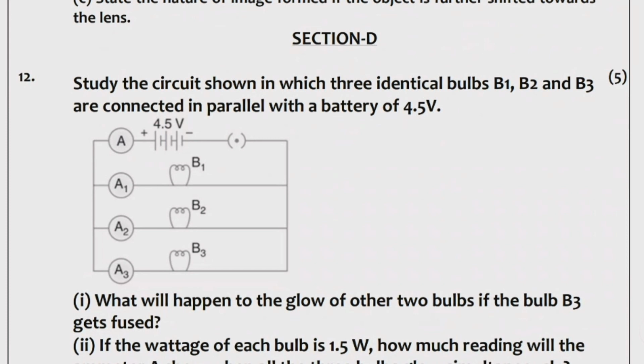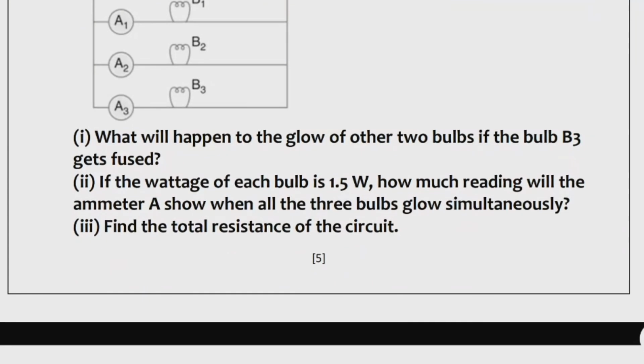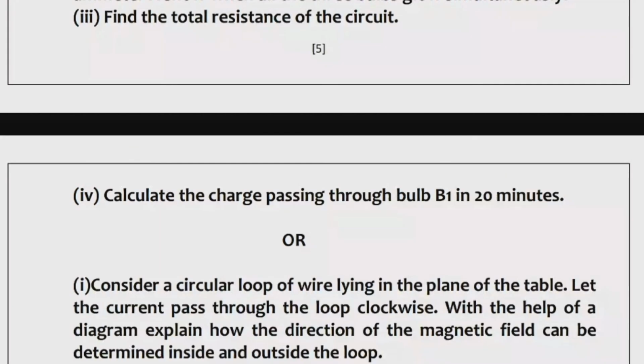1. What will happen to the glow of other 2 bulbs if the bulb B3 gets fused? 2. If the wattage of each bulb is 1.5 W, how much reading will the ammeter A show when all the 3 bulbs glow simultaneously? 3. Find the total resistance of the circuit. 4. Calculate the charge passing through bulb B1 in 20 minutes.